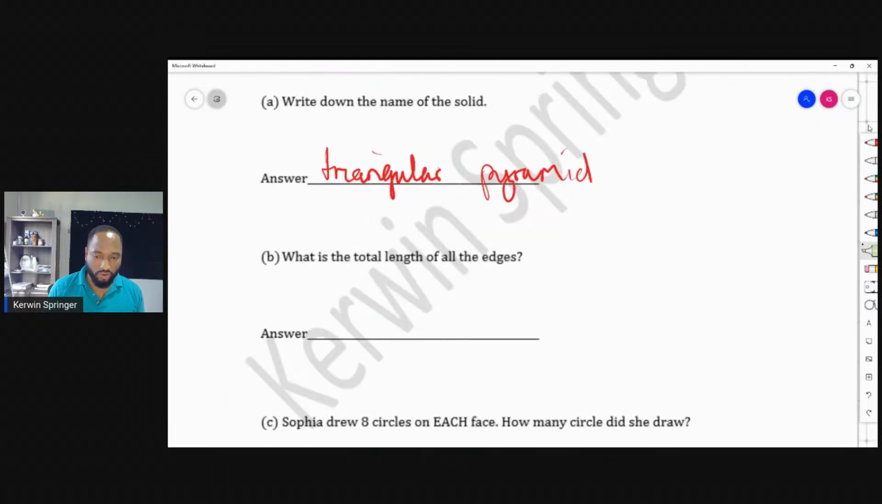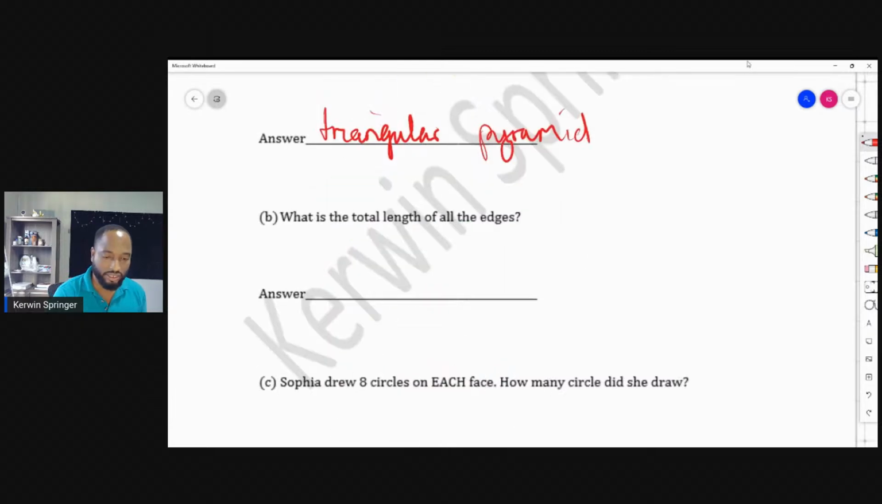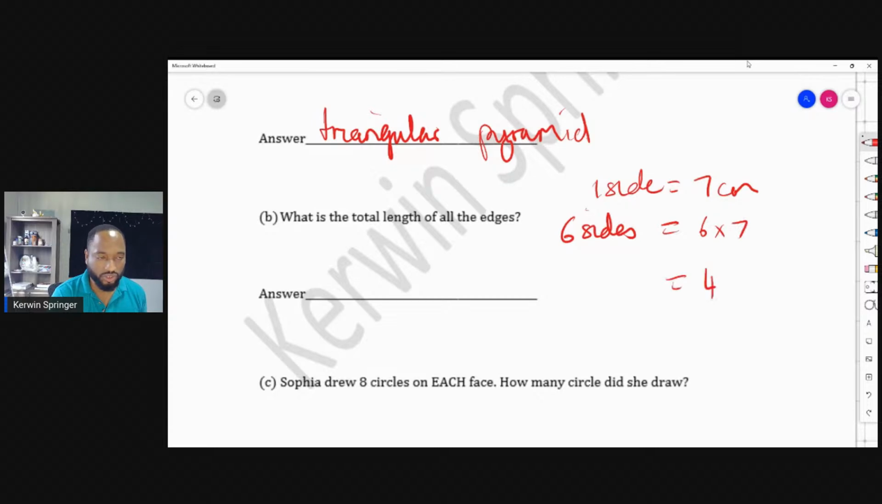The total length of all the edges would be, how many sides do I get? 1, 2, 3, 4, 5, 6 sides. And one side is equal to 7 centimeters. So 6 sides will be 6 times 7, 42 centimeters. That's the total length of all the edges.